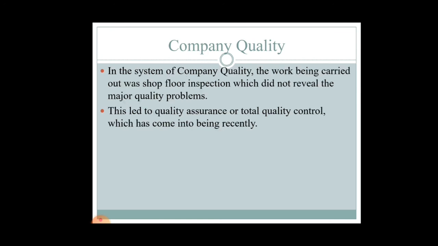In the system of company quality, the work being carried out was shop floor inspection, which did not reveal the major quality problems. This led to quality assurance or total quality control, which has come into being recently. It means when we are talking about company quality, any of the approaches for QA is not completely satisfactory. So a mixture of two or three approaches is applied in each and every organization.